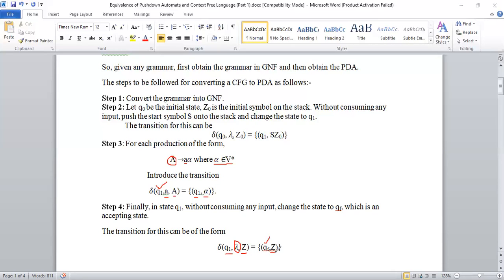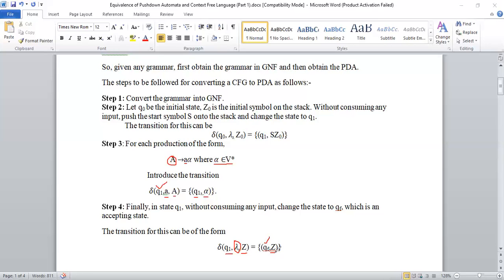Z0 is the top of the stack, so the transition function delta Q0, lambda, Z0 changes the state to Q1 and pushes the start symbol onto the stack. Z0 is already within the stack, so S is now pushed onto the stack. So S is now in the stack: Q1 comma S Z0, right? And any other production.